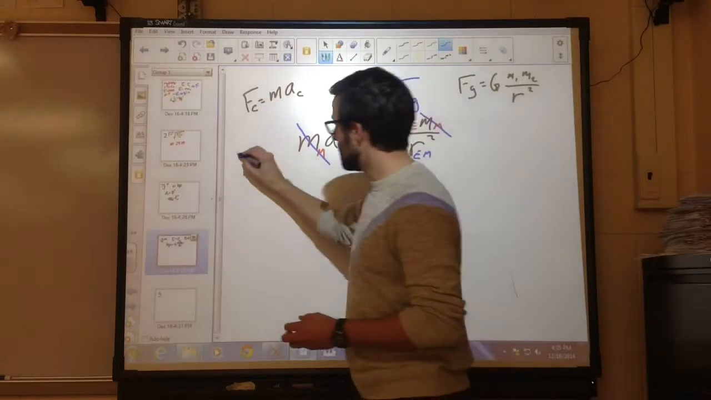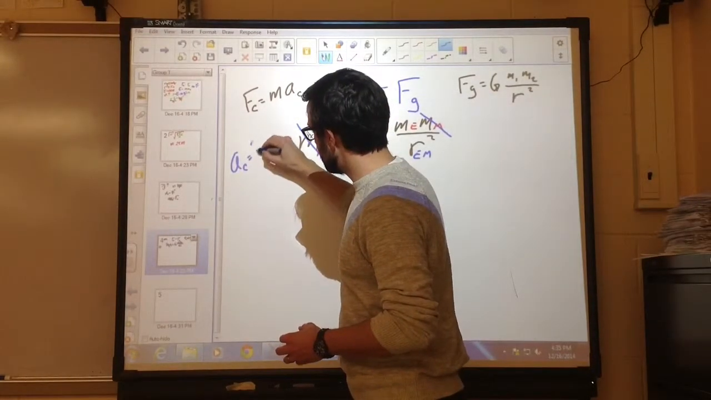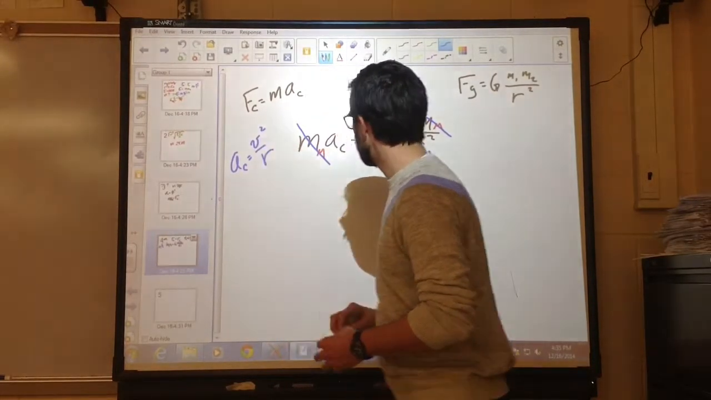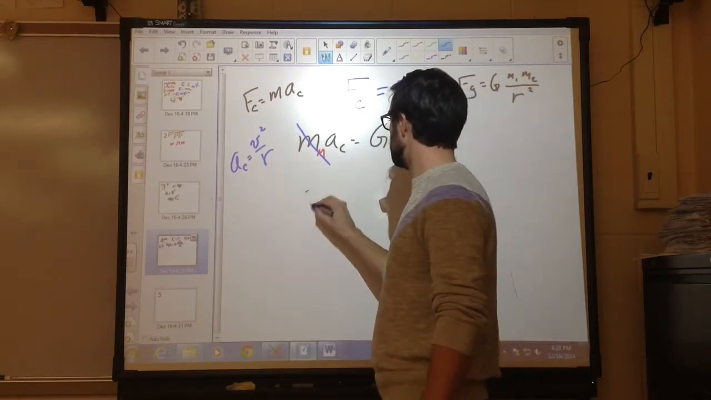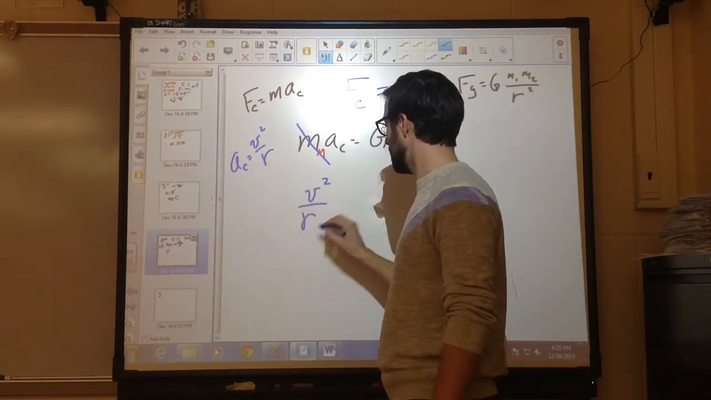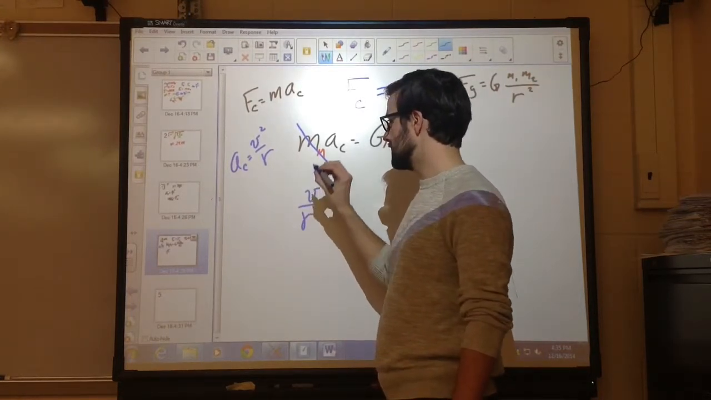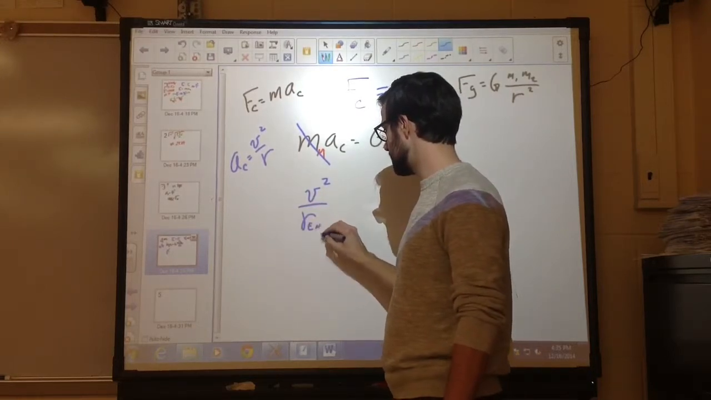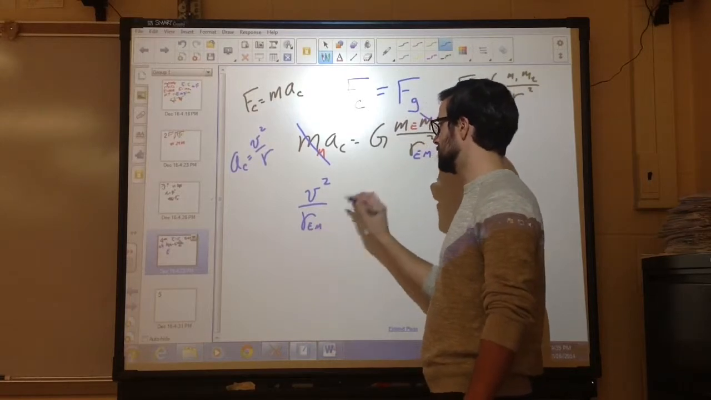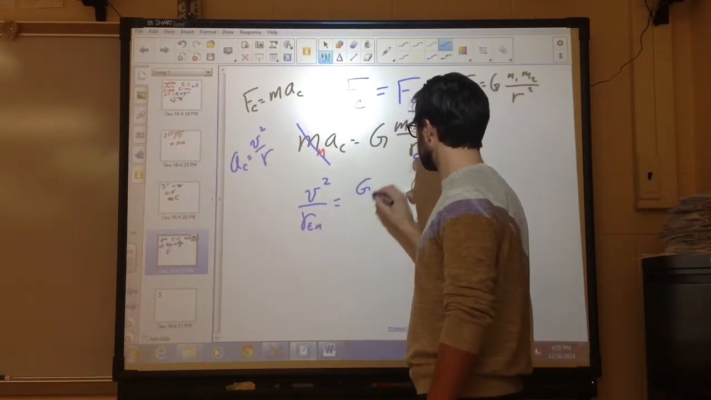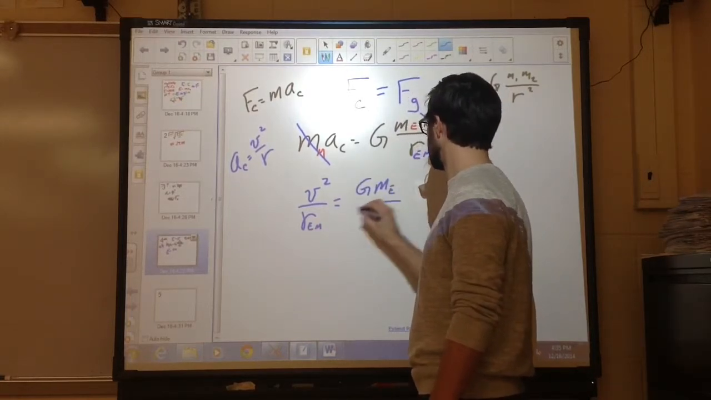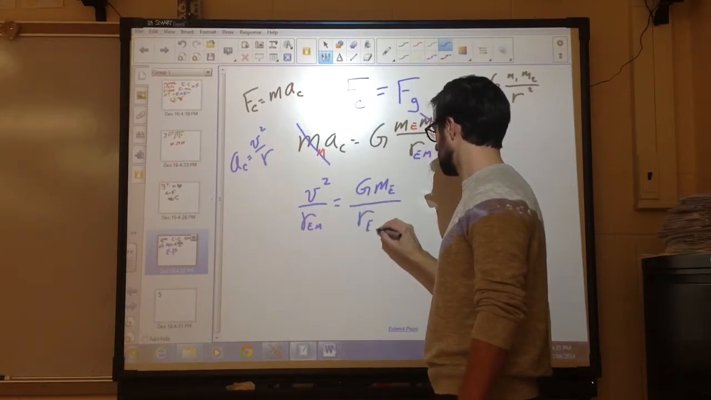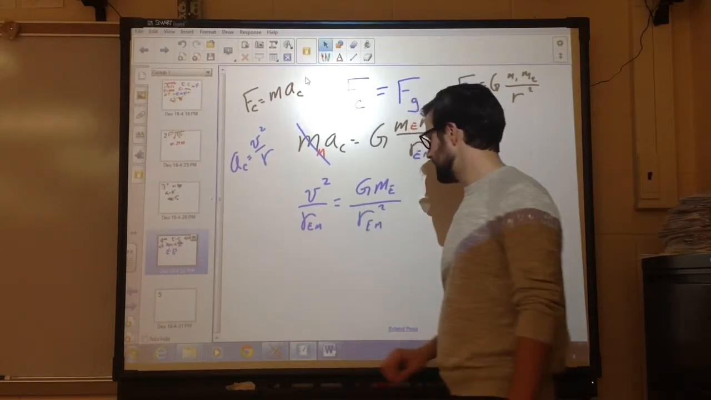Centripetal acceleration is further defined as v squared divided by r, so we should use that. The r is the distance between the objects. So it's the distance between the center and the thing traveling the circular path. So it's the distance between the Earth and the moon here. So then you get there.